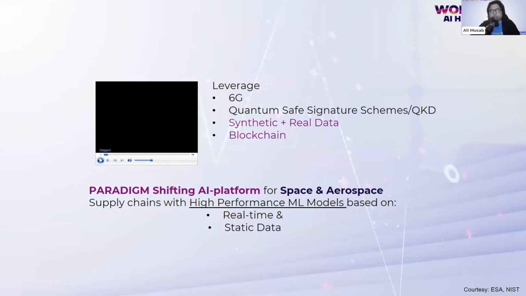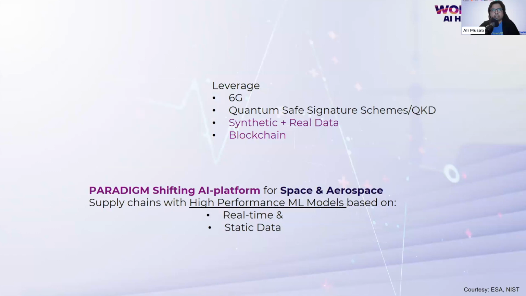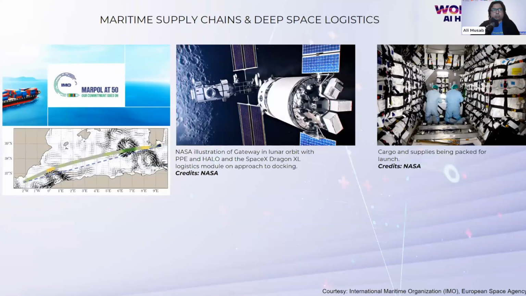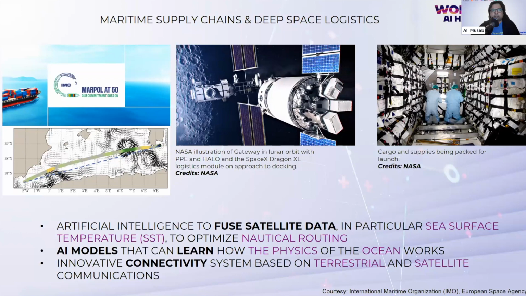We are aiming for a major paradigm-shifting AI platform for the space and aerospace industry that can utilize both real-time and static data. We intend to leverage both synthetic and real data-based machine learning models to tackle multiple supply chain use cases and scenarios. One of the dominant commercial use cases for our tool set are the maritime supply chains and in-space logistics. AI models that consume satellite data can help optimize maritime as well as in-space logistics.